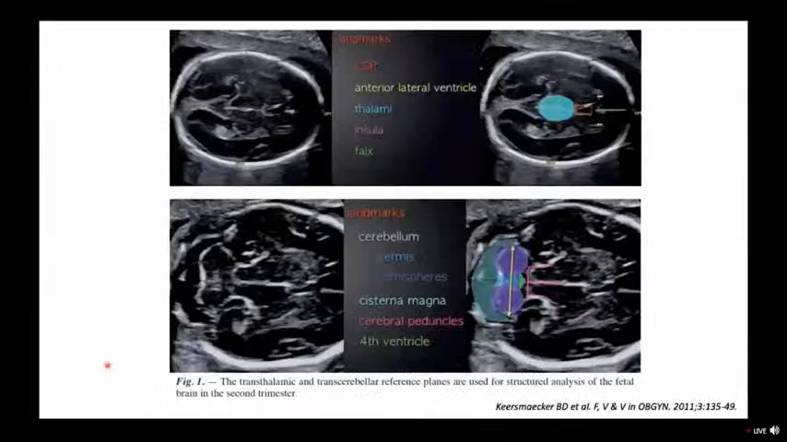Another article, this is from Kearsmacher, just kind of color-coded. If I show you this, I know you're doing this every day, but if you're teaching anybody: thalami in this kind of blue area, the CSP highlighted here in red with the two leaflets present. Purple little golf balls are the cerebellum, filled with the vermis in between as kind of a little heterogeneous echogenic piece of tissue that holds that cerebellar area together.